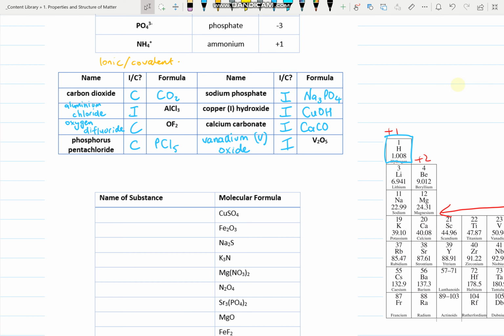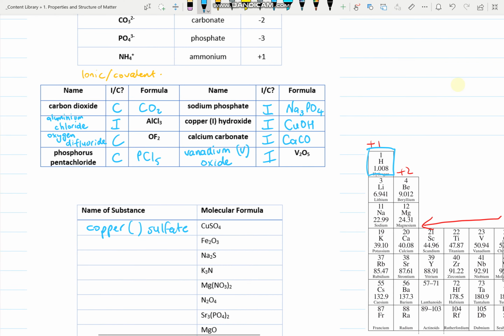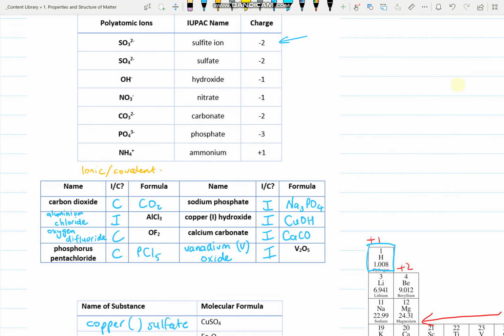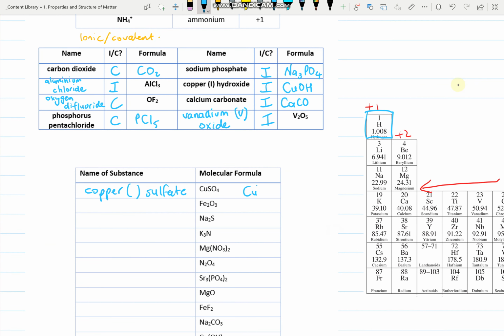Right. I'm going to go really quick. This is copper, a transition metal. Copper sulfate. Should have just left some space for Roman numerals. Sulfate. And I go, well, sulfate's 2 minus up here, 2 minus. And so copper must be 2 plus if it's going to match the sulfate 2 minus.